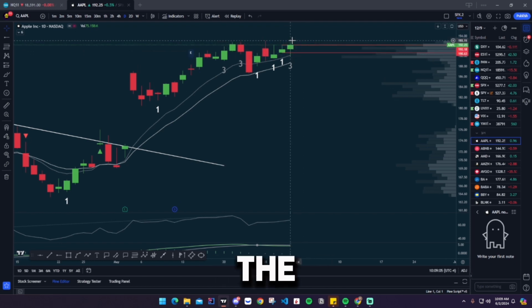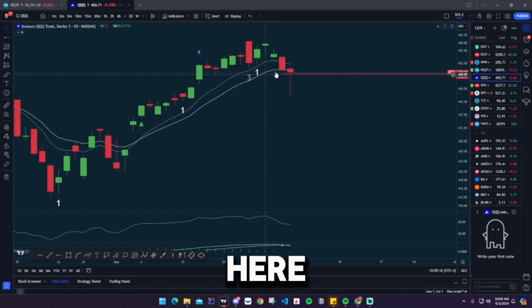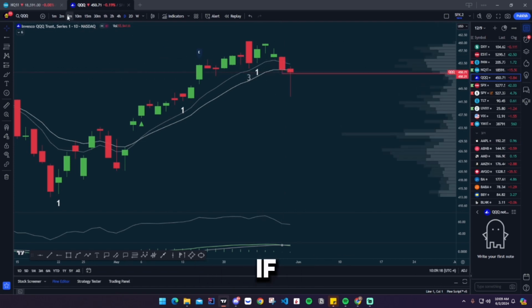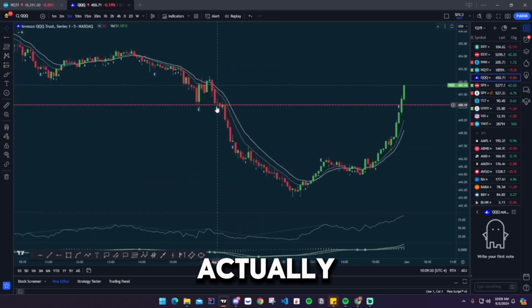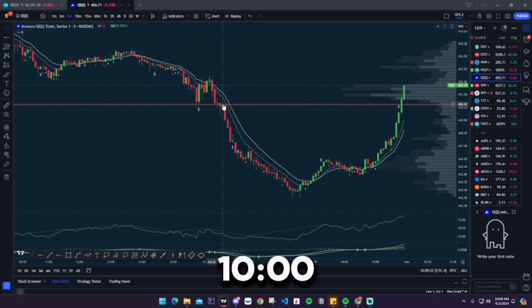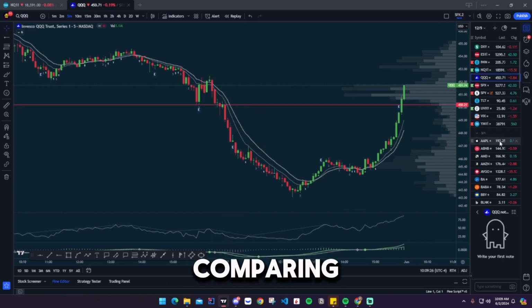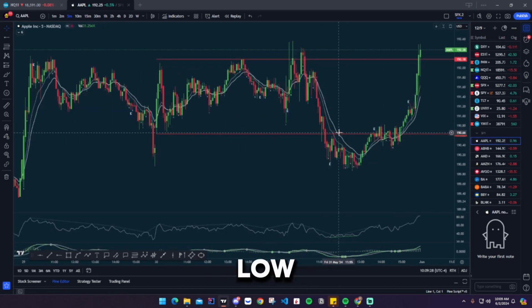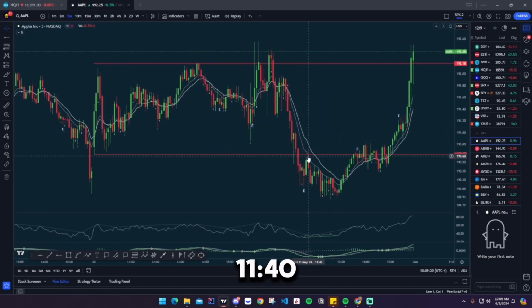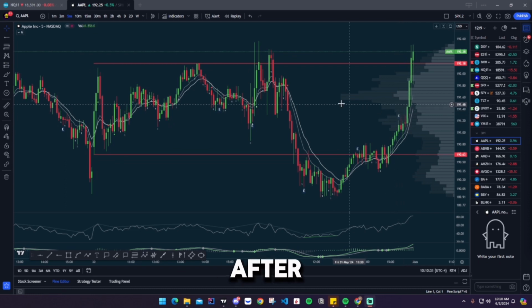If you have not studied the Strat yet, I would definitely take a stab at that and get the basics covered on the Strat. If you pull up the QQQ chart here, I have the Thursday low marked down. If we look at the breakdown here, you can see we actually lost that low at around 10 o'clock in the morning, and we had a pretty aggressive move to the downside. But if we're comparing the Apple chart here, the Thursday low wasn't breached until about 11:40, which was about a whole hour after the QQQ dropped.